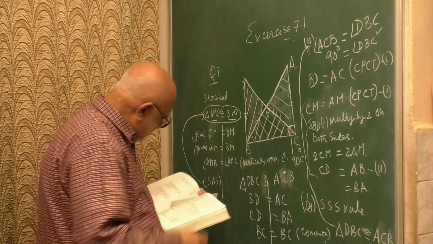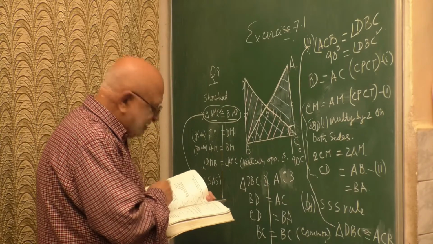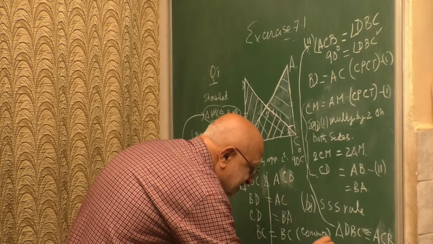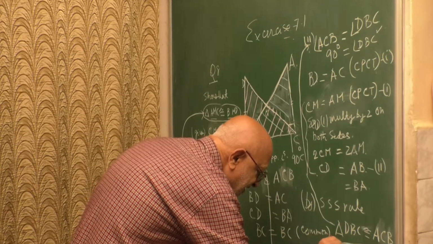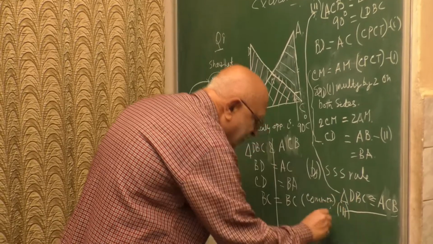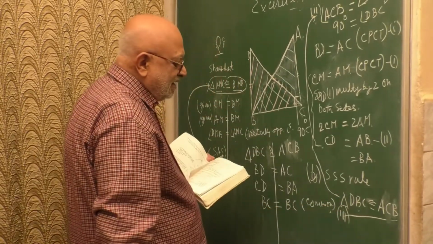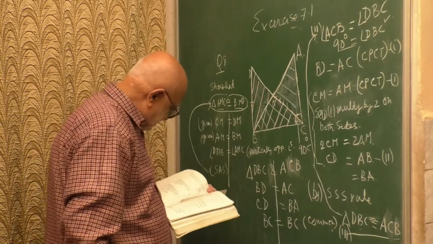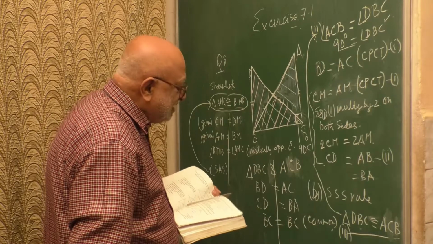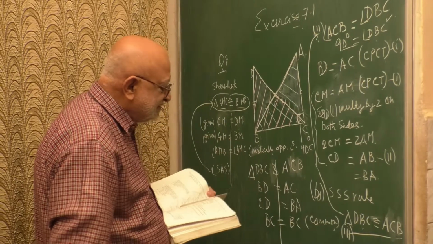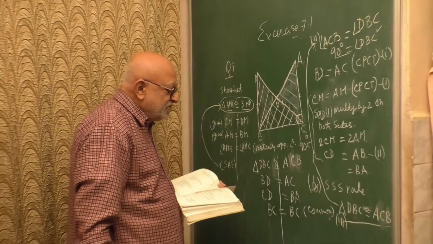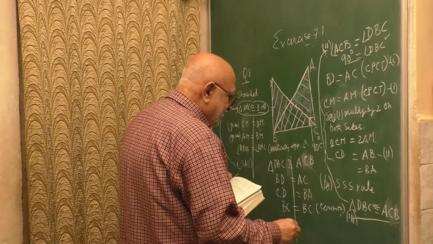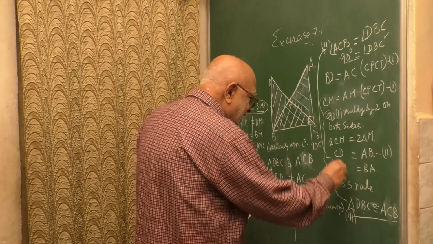In fact, there is something wrong in this question. This should be number 2, but it's given as number 3. So number 3 is already proven. After you prove this one, you can prove that this is 90 degrees, and CM is equal to half AB. You can take it from here itself.